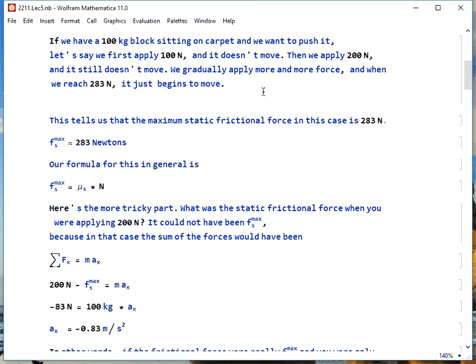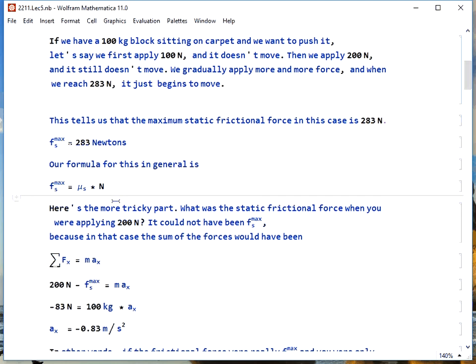So to start off, let's say we have a 100-kilogram block sitting on carpet. We try and push it to move, and we apply 100 newtons and it doesn't move. We apply 200 newtons and it doesn't move. We start to gradually apply more and more force, and then when we reach something like 283 newtons, it just starts moving. What that tells us is the maximum static frictional force here is 283 newtons. We'll call that Fs max. And we have a formula for this, which is just mu s times n.